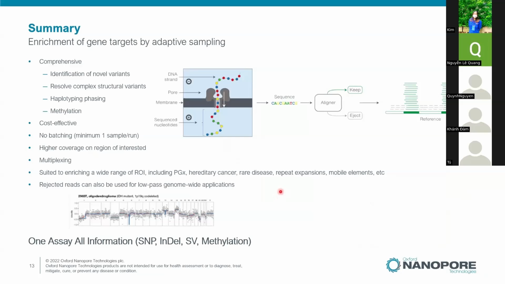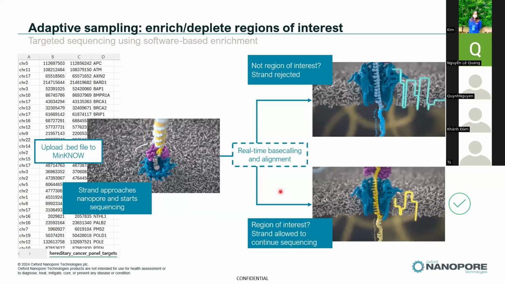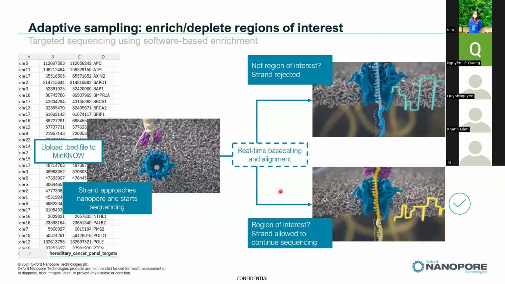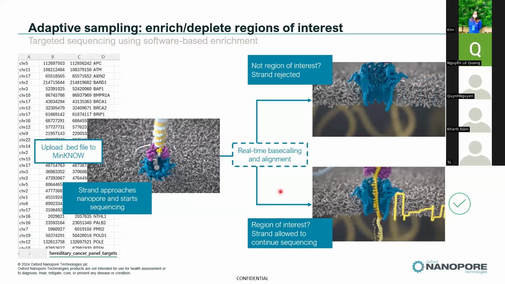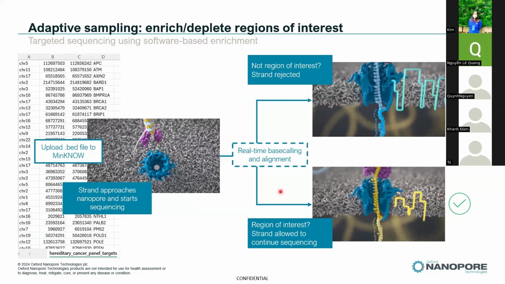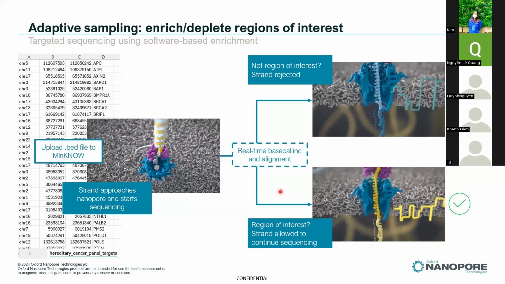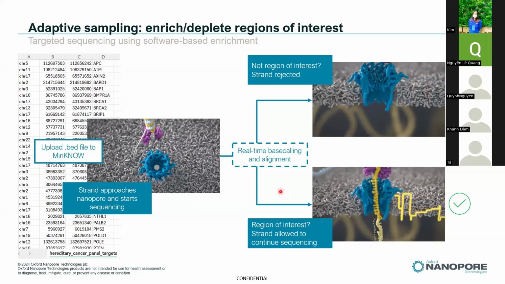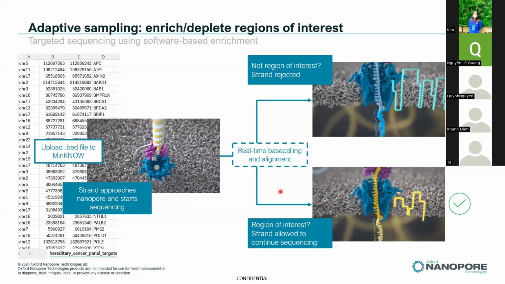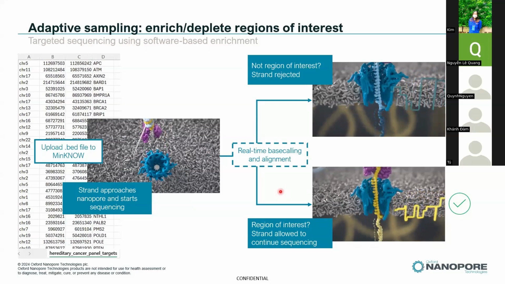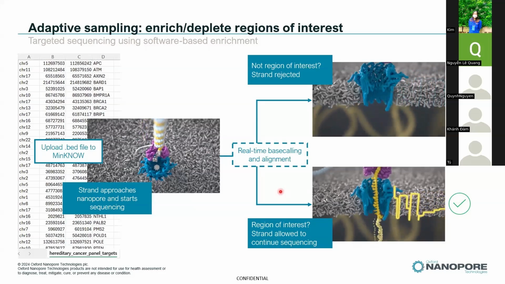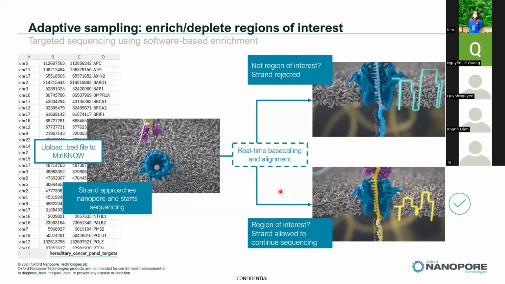Just a quick question. Is this adaptive sampling method available on any of your machines, or limited to some? All of the machines. You can do it on MinION. You can also do it on the PromethION flow cell. Okay, thank you.